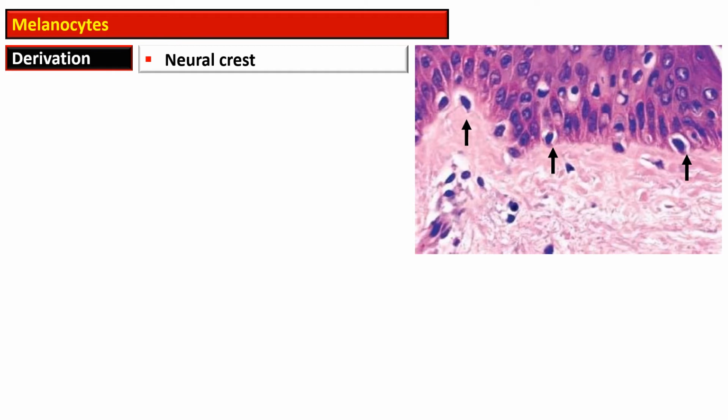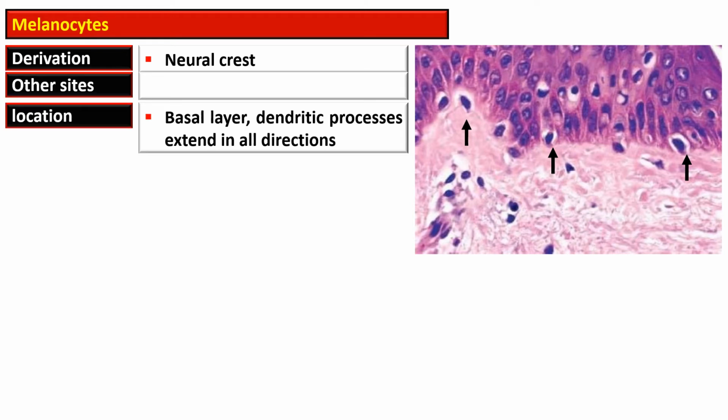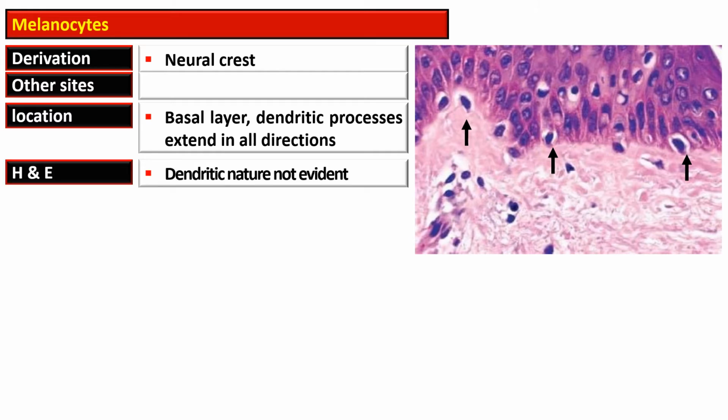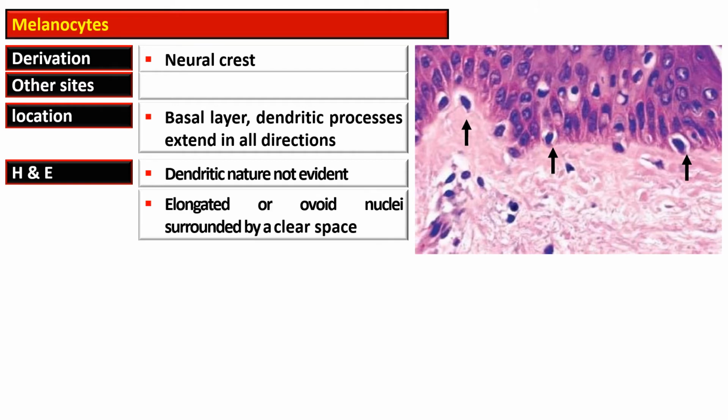So the melanocytes are derived from the neural crest, and after derivation from the neural crest during migration, they localize into the epithelia, especially the basal layer of the epithelia, and also they are present in other sites. They have got dendritic nature, so these dendrites extend in all directions. On H&E stain, however, this dendritic nature is not evident.